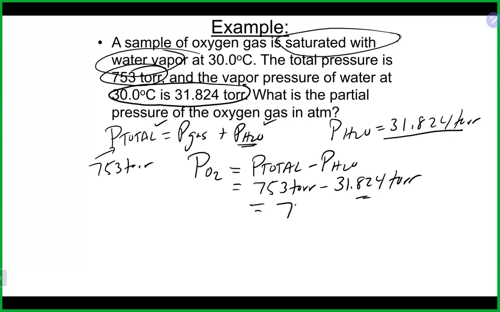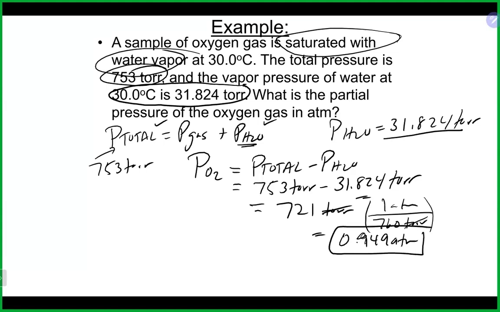Going to yield us something like 721 torr. We are looking for it in atmospheres, and that is where that 760 number comes into play. 760 torr is 1 atmosphere, so those guys will cancel. And that will get you, we'll call it 0.949 atmospheres as our basically pressure of the oxygen gas in this case. And that's the dry oxygen gas, getting rid of our sort of water contribution.